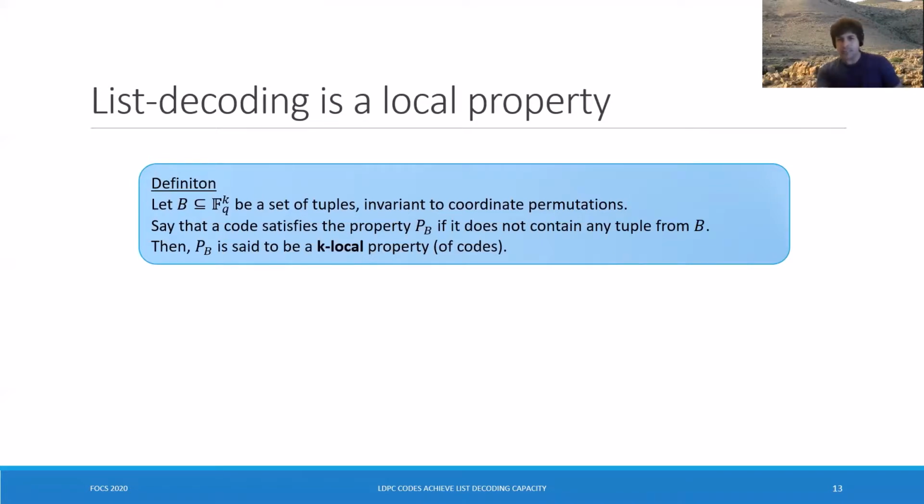And we've just shown that being (p, L) list decodable, for any p and L, is just an (L+1)-local property. And another natural close relative of list decoding, called list recovery, can also be seen very similarly to be a local property. Now, in fact, the reduction that I stated before from LDPC codes to random linear codes is more general. It applies not just to list decoding, but to any local property.